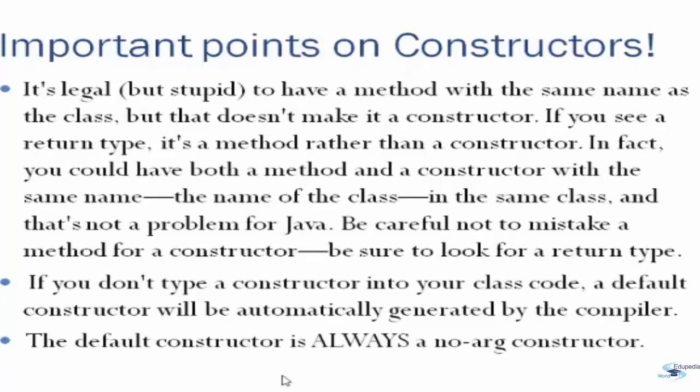It's legal but stupid to have a method with the same name as a class. But that doesn't make it a constructor. If you see a return type, it's a method rather than a constructor. In fact, you could have both a method and a constructor with the same name, the name of the class, in the same class, and that's not a problem for Java. But be careful, you should not mistake that as a constructor.